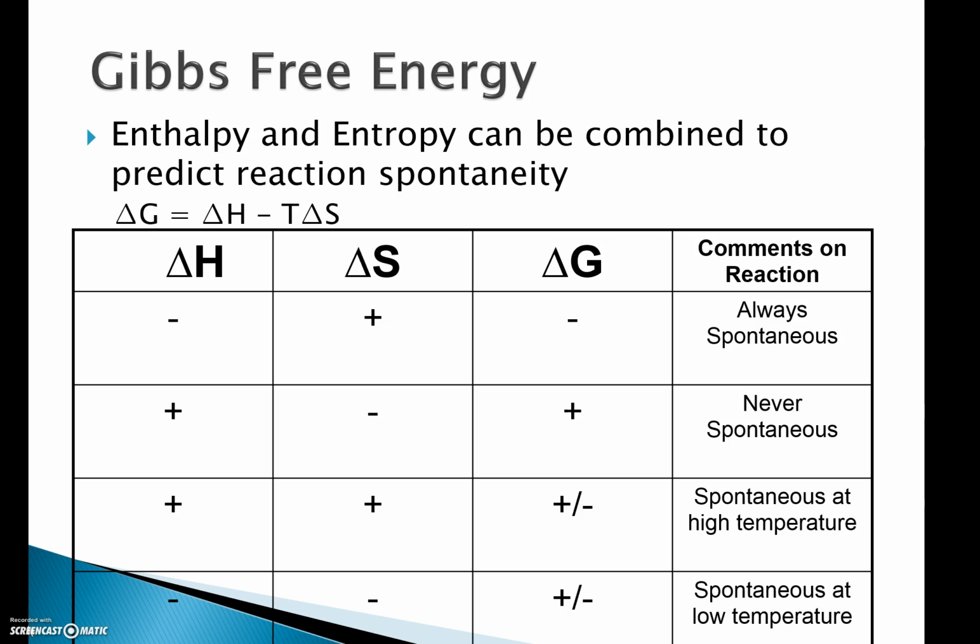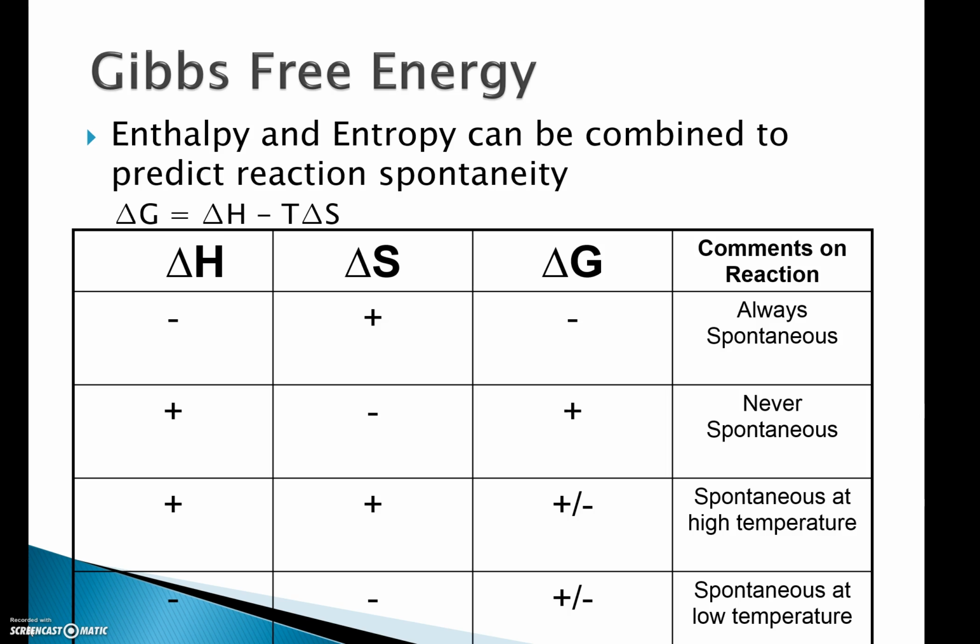If delta H is a positive value, that means it's not energy favored. If delta S is negative, it means that we're decreasing the entropy, which is not favored. And if we plug those values into the equation, the delta G value will always come out positive, which means that particular set of conditions will never be spontaneous.